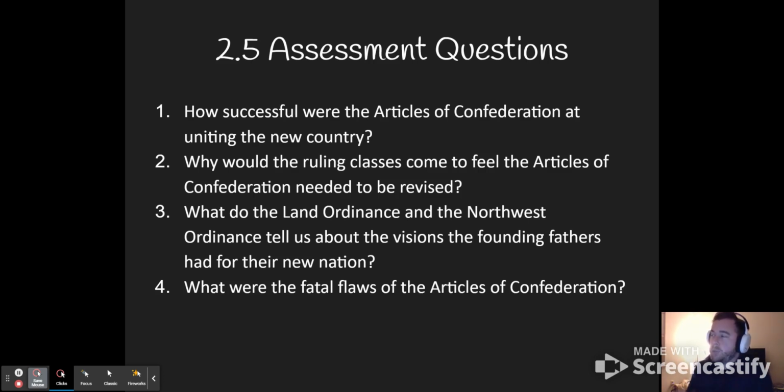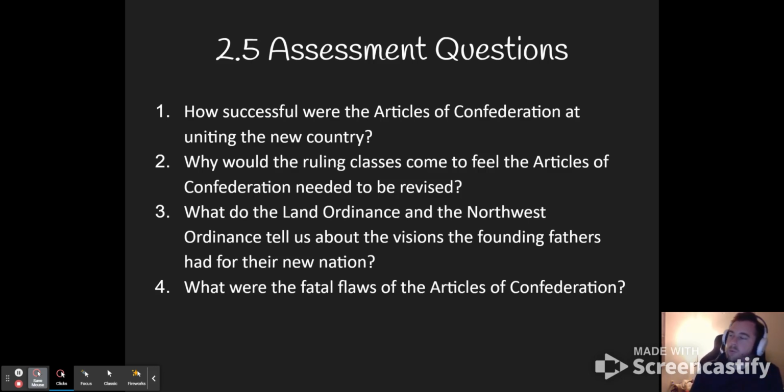Number two, why would the ruling classes come to feel the articles needed to be revised? The biggest reason for that is Daniel Shays, is that the articles made it seem that the states were in power and that the federal government didn't have a lot of power. You could also say the ruling classes might have looked at the articles and said, yeah, states really have power here. And if we're trying to push the country forward, then we need a better system. We need a federal government that's able to do things and tax people.